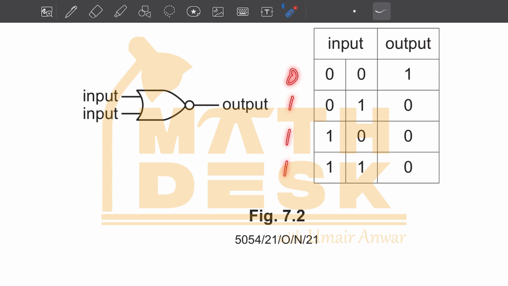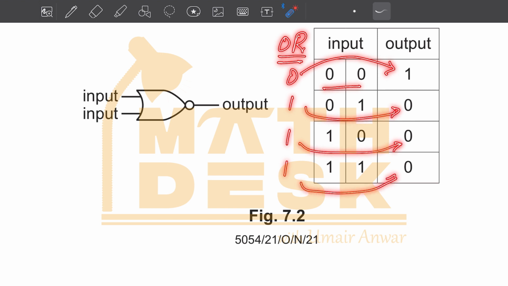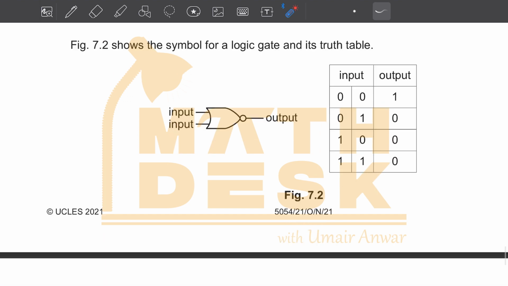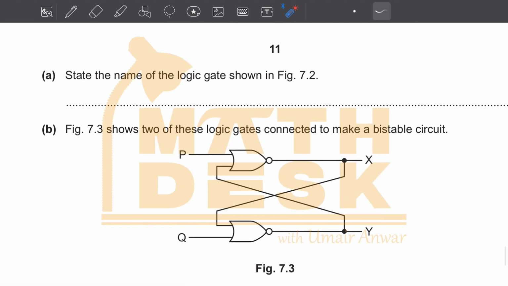So we have this output when we apply the OR gate to the inputs, and then we apply an inverter, so every output is inverted. 0 becomes 1 and 1 becomes 0. Now the question says state the name of this logic gate. So it is a NOR gate, an inverter applied to an OR gate.